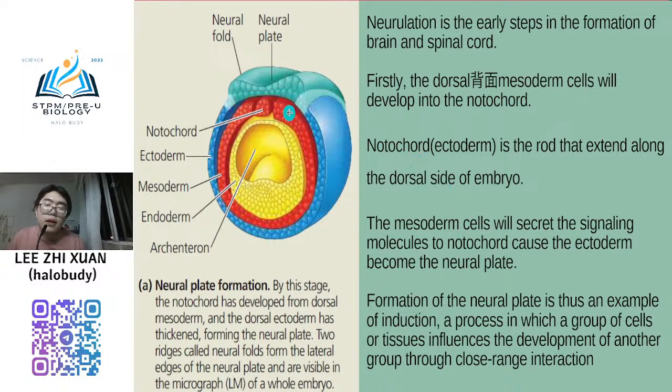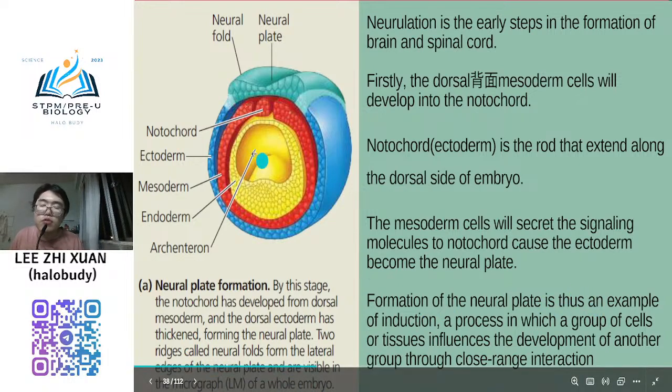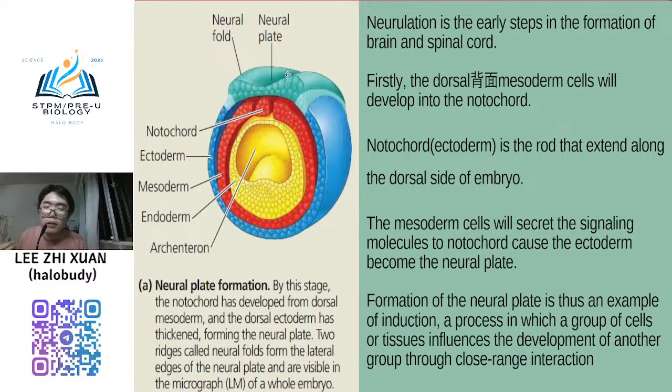notochord. The notochord is the rod that extends along the dorsal side of the embryo. And then the mesoderm cell will secrete a signaling molecule to the notochord, causing the ectoderm at the outer layer to become the neural plate like this. The formation of the neural plate is thus an example of induction, a process in which a group of cells or tissue influences the development of another group through close range interaction. The neural plate will affect the development of other organs, so the neural plate is very important.